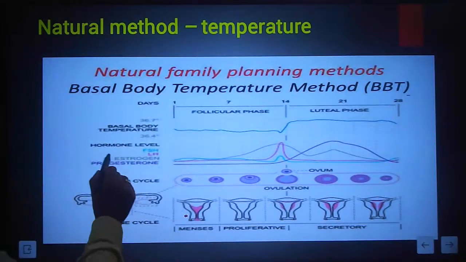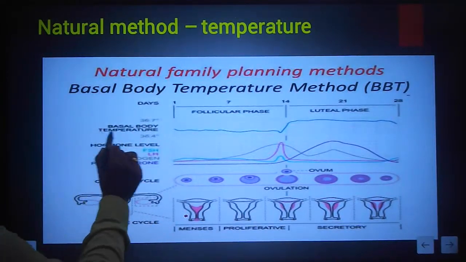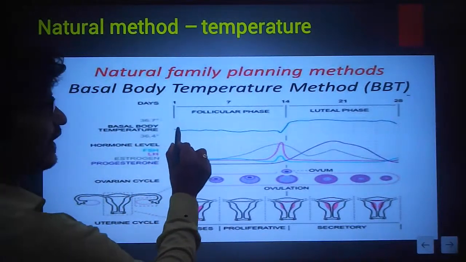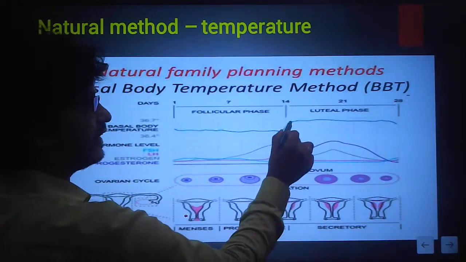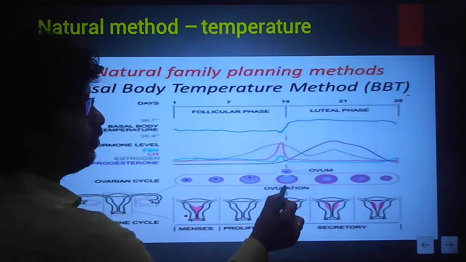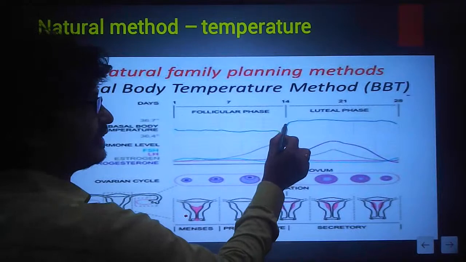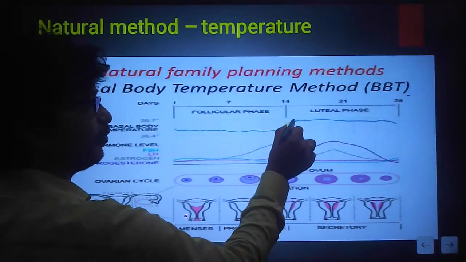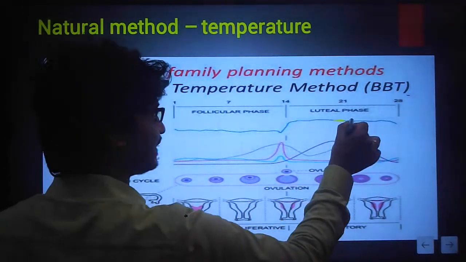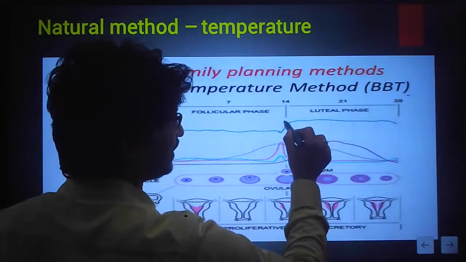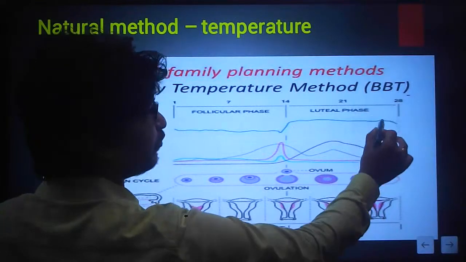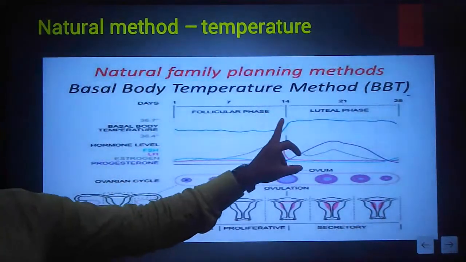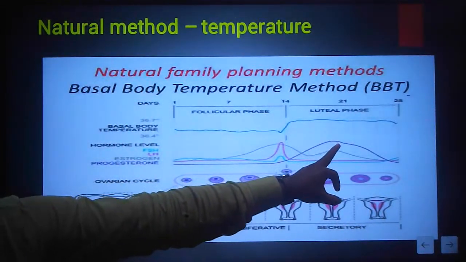In this place where you can see the basal body temperature, it is dropping down, but from the 14th day onwards, can you see here the 14th day? This is the place where ovulation takes place. The temperature is gradually increasing from the 14th day, and it stays somewhat stationary. The temperature keeps going from the 14th day till the 25th or 26th day, and it gradually starts increasing, right?